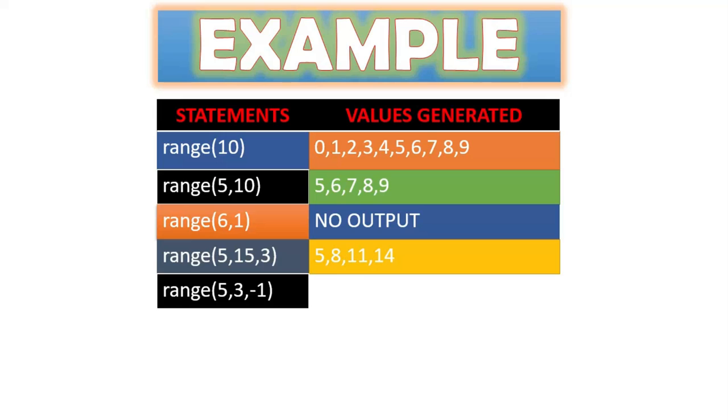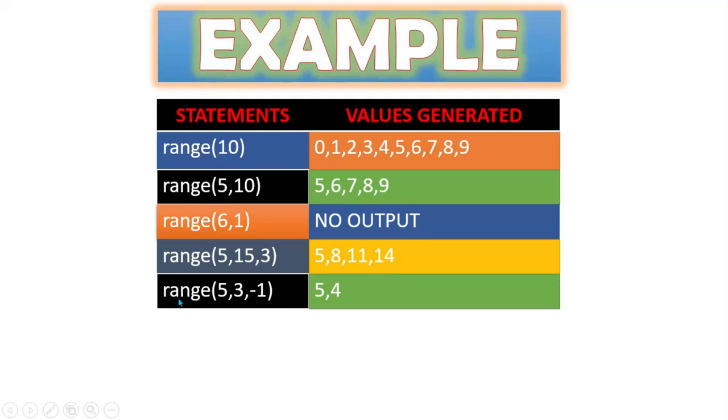Okay, now in next example 5, 3 and minus 1. So here my range will be 5, then minus 1 is 4, then minus 1 is 3, and I will not include 3 because the stop value will not be included. So that's why this range will give me the result 5 and 4.